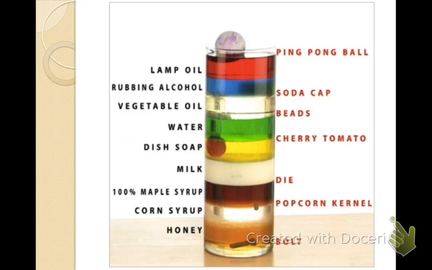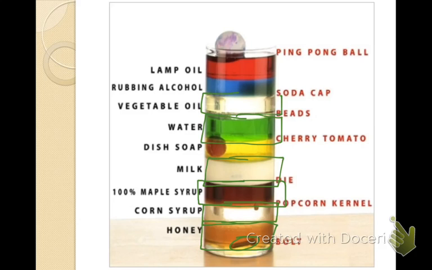So let's take a look at this column here. We have a whole bunch of different items in here, and it shows you how they form different layers. All the way down at the bottom, we have honey and a little bolt down below. The next layer is corn syrup. So we know that corn syrup is less dense than honey. Maple syrup is less dense than corn syrup or honey, and then milk is less dense than those, and so on and so forth. Water is here, colored green, so you can differentiate it a little from the vegetable oil. But water is going to be more dense than vegetable oil, and that kind of makes sense.